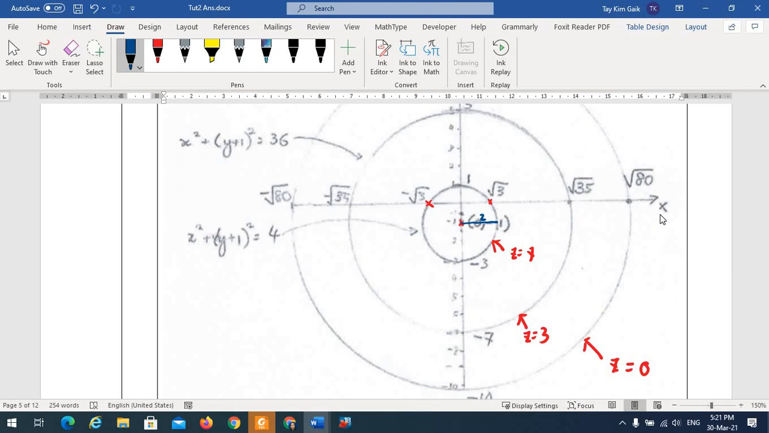So for a circle, any point, all the radius, this one is 2 units. And this one is all 6 units. This is all 8 units.